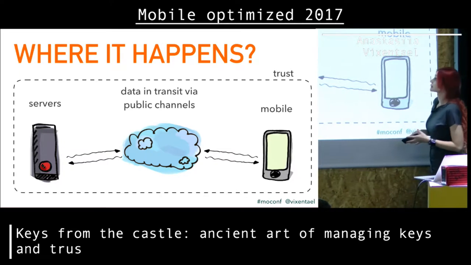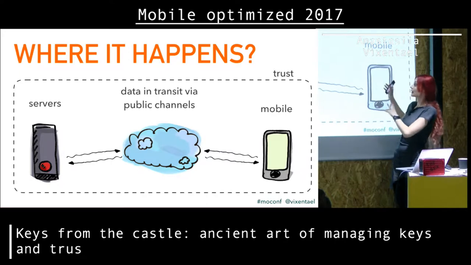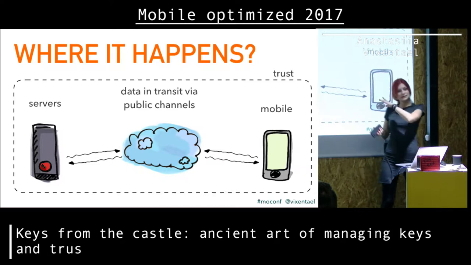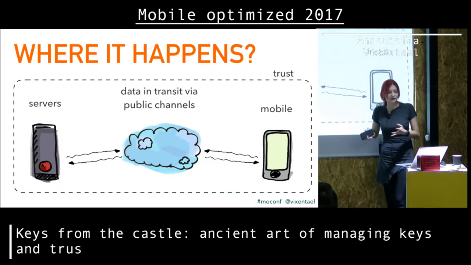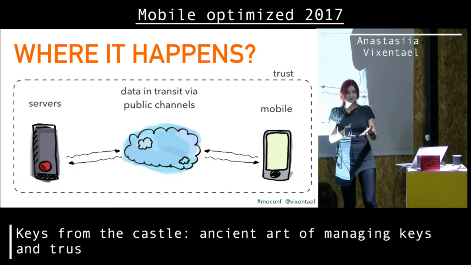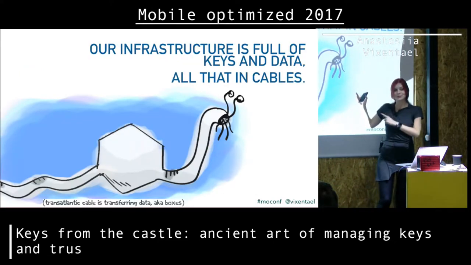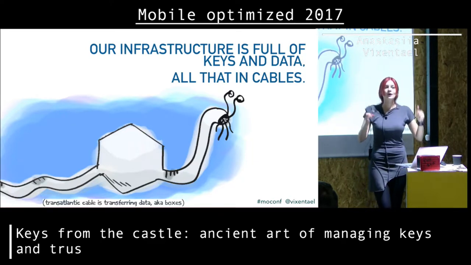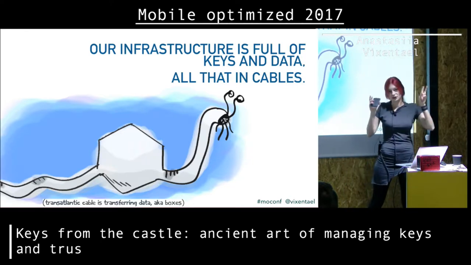Where do we establish trust? This is our typical layout: the servers, the mobile, the data in transit in the public channels, and so on. I mean this like real things, like cables and stuff. And our infrastructure is full of keys and data in all those cables, right? The cables. Cables are important. They are out of your control. And at the point you leave your office, actually you rely on these creatures.